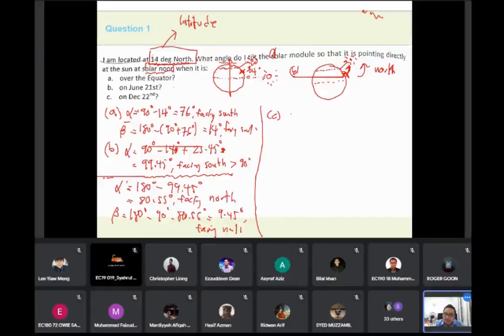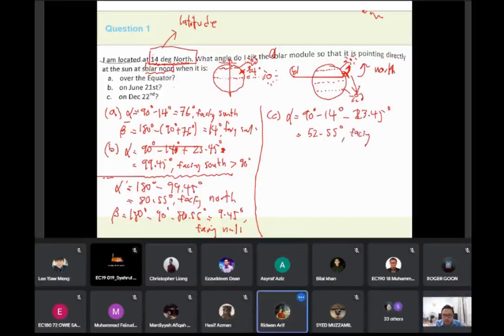The third one. Minus 14, 23.45. How much is it? 52.55. Good. In this location, the sun is already down here, which means that we are facing to the south. Kan senang tu.